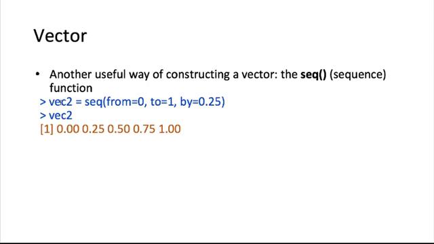We've created a vector vec2, and it is composed of a sequence of numeric values, and that sequence ranges from 0 to 1, and that sequence increases by 0.25. So if we were to run vec2 we would get the numbers 0, 0.25, 0.5. We're increasing by 0.25 each time, but we've created a sequence using this seq function.